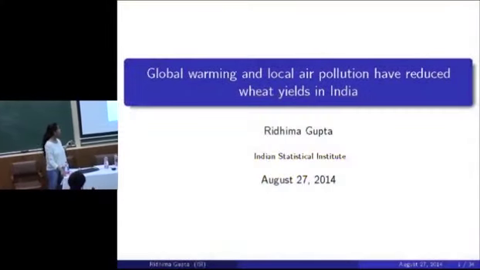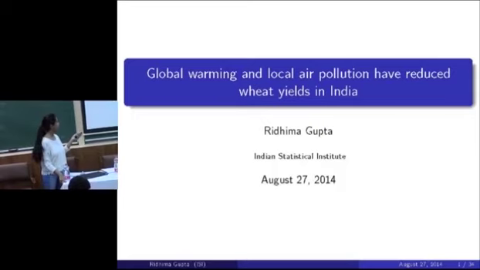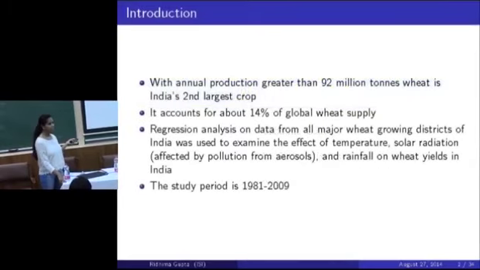The topic of the talk is that global warming and local air pollution have reduced wheat yields in India. And we'll see why over the course of the talk. So, why is wheat important? With annual production greater than 92 million tons, wheat is India's second largest crop. It accounts for about 50% of the wheat supply.